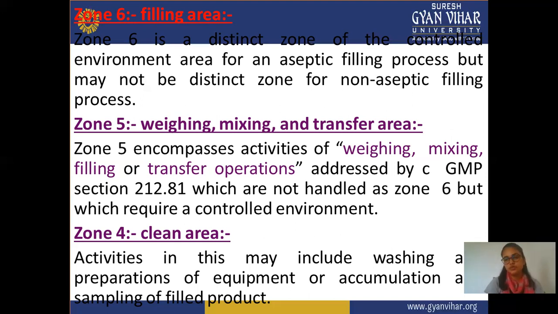This is not handled as a zone 6, but it requires a controlled environment, or should maintain the proper control condition for the environment. Next is zone 4. This zone 4 is the clean area. Activities in this zone 4, or cleaning area, may include washing and preparation of the equipment, or accumulation and sampling of a final product.